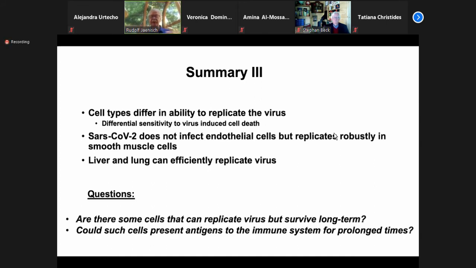So the question is: are there some cell types that can replicate a virus but don't die, and survive long-term? Maybe candidates are smooth muscle cells, and maybe liver. We do not know. And could such cells present an antigen if they carry these integrated sequences, in the absence of viral replication? Could they present it to the immune system for prolonged times?